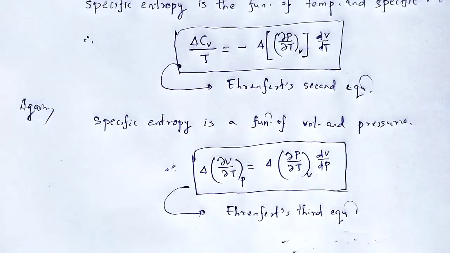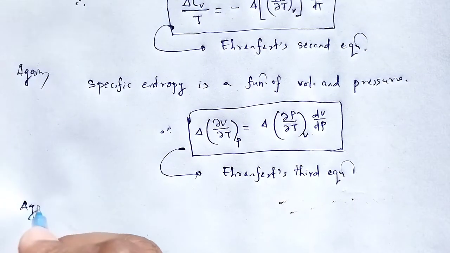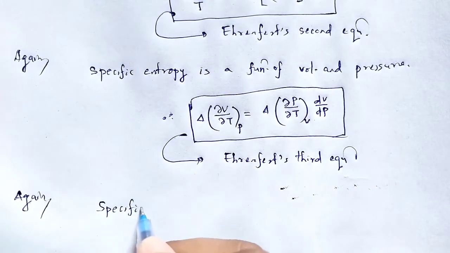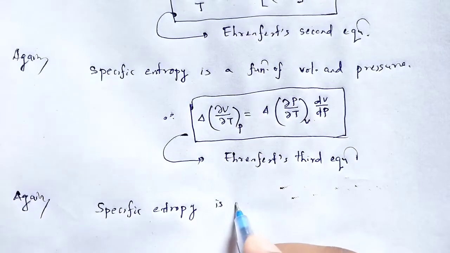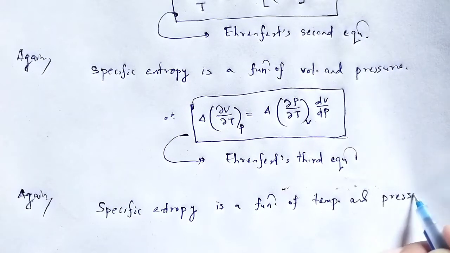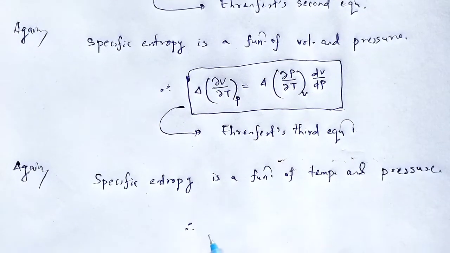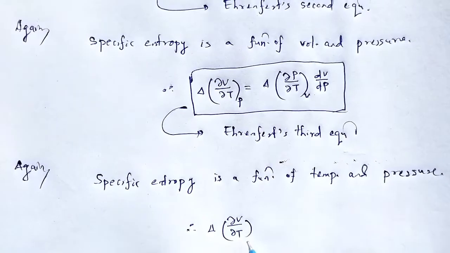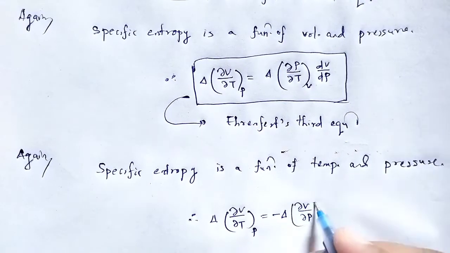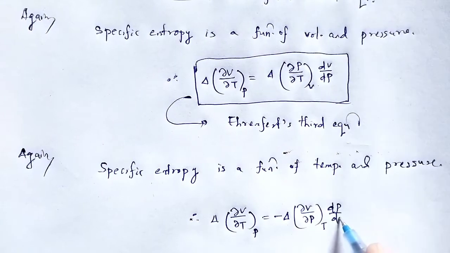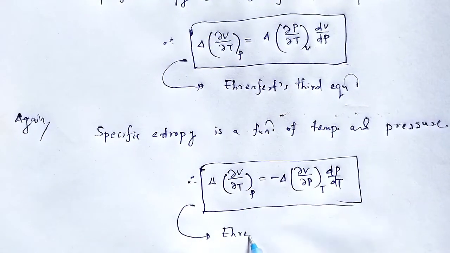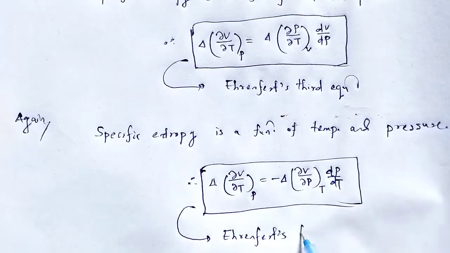Now, again, if the specific entropy is a function of temperature and pressure, then the equation looks like this: del V by del T at constant pressure, that is minus del V by del P at constant temperature dP by dT. This is the Ehrenfest fourth equation.